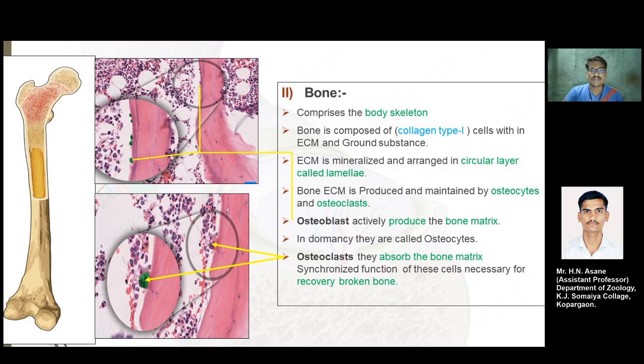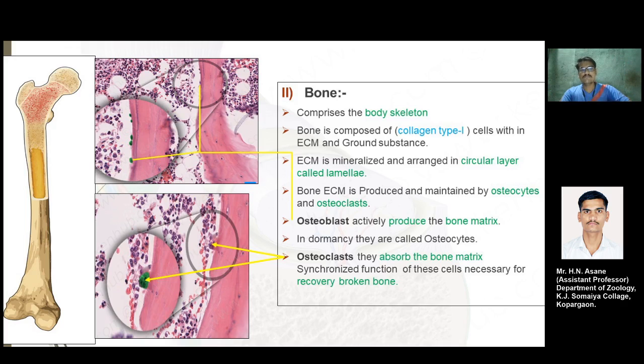The osteoclasts absorb the bone matrix. You can see the osteoblasts are producing matrix and the osteoclasts are absorbing the matrix. These opposite functions are carried out in the bone itself. The synchronized function of these two, osteoblast and osteoclast, is necessary for recovery from a broken bone.